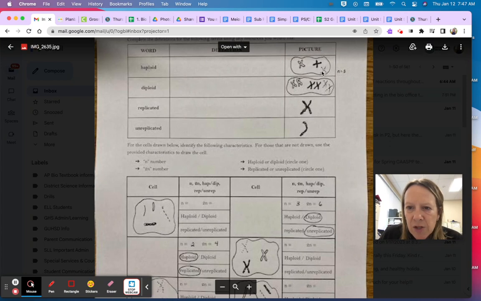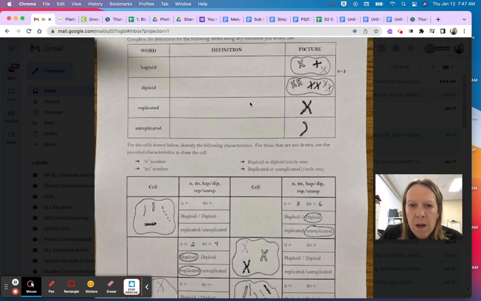And this is just an image of a cell that is haploid, a cell that is diploid, and a replicated chromosome and an unreplicated chromosome. Replicated and unreplicated are terms that I use a lot to try to maintain clarity. If you remember from the cell cycle during the S phase, DNA copies itself. And at that point, a chromosome goes from what looks like this to what looks like this.